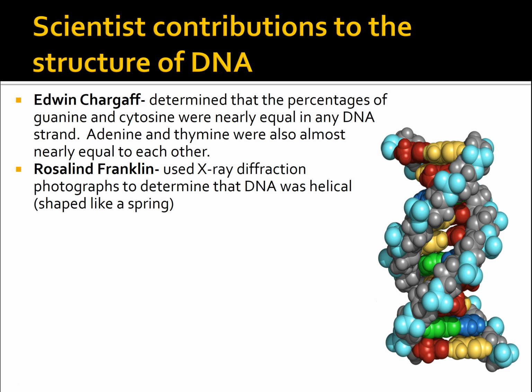Next came Rosalind Franklin, and she used X-ray diffraction photographs, which is a special type of photograph, to determine that DNA was helical and it was shaped like a spring. So she actually was able to photograph the molecule using X-rays to determine that it was shaped like a spring. It created an X-shaped photograph, and she could interpret that. So she came to realize that DNA was helical, and you can see that helical shape over here, that it's twisted.